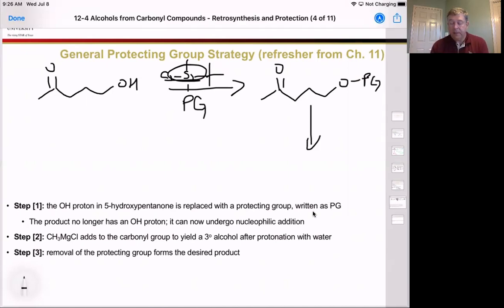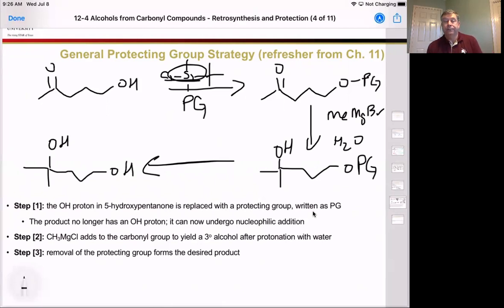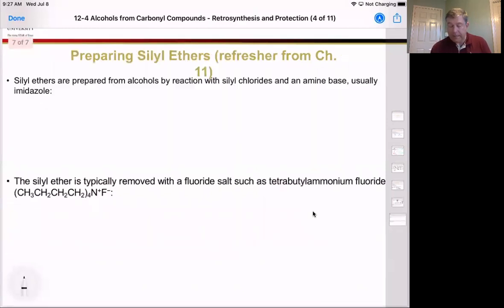Then we can attack it with our methyl Grignard or any other organometallic reagent here. And that's, of course, going to give us our tertiary alcohol with our protecting group unaffected by the reaction after quenching. And then we're actually going to clip off that protecting group by some chemistry to give us our new desired product that we couldn't get to before, our new diol. Okay?